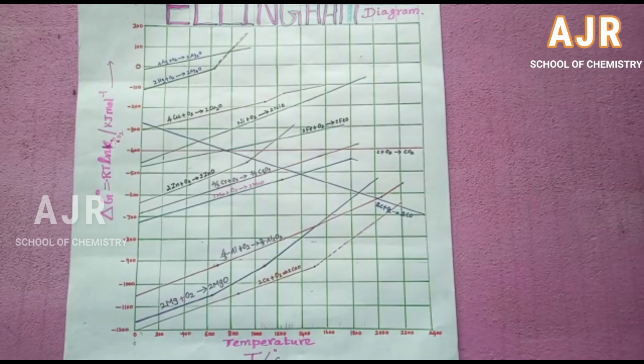In this session, I am going to explain the applications of Ellingham diagram. Ellingham diagram helps us to select a suitable reducing agent and appropriate temperature range for reduction. The reduction of metal oxide to its metal can be considered as competition between the element used for reduction and the metal to combine with oxygen.